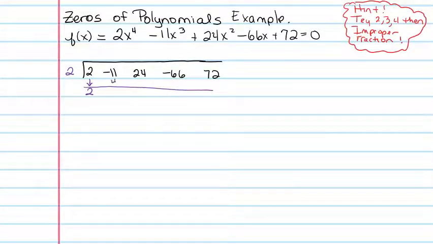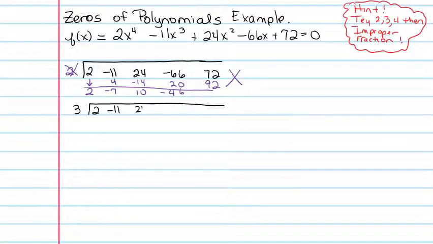So 2 times 2 is 4, and that's going to give me a -7. And then 2 times -7 is -14. That's going to give me 10. 2 times 10 is 20, and that's going to give me -46. And 2 times -46 is 92. So 2 did not work. All right. So now we'll try 3, and see if 3 works.